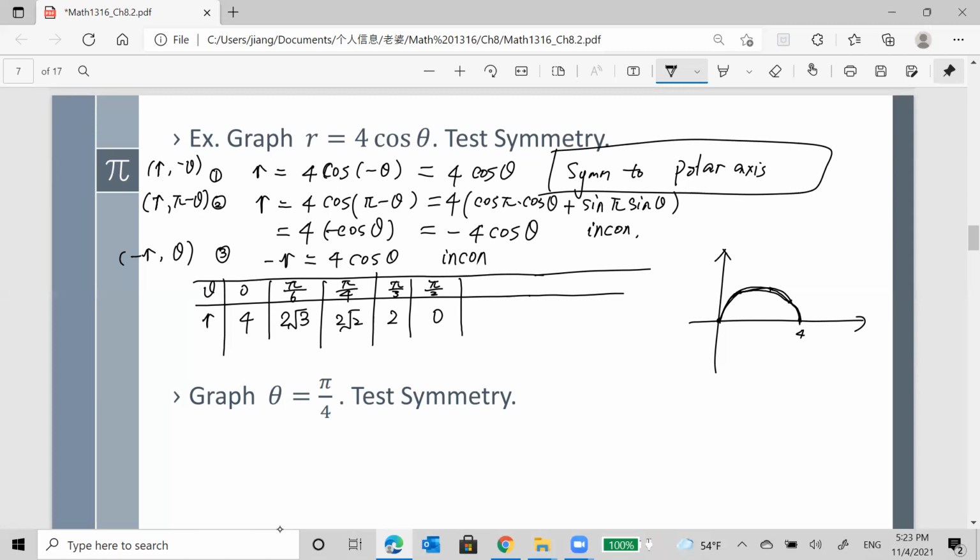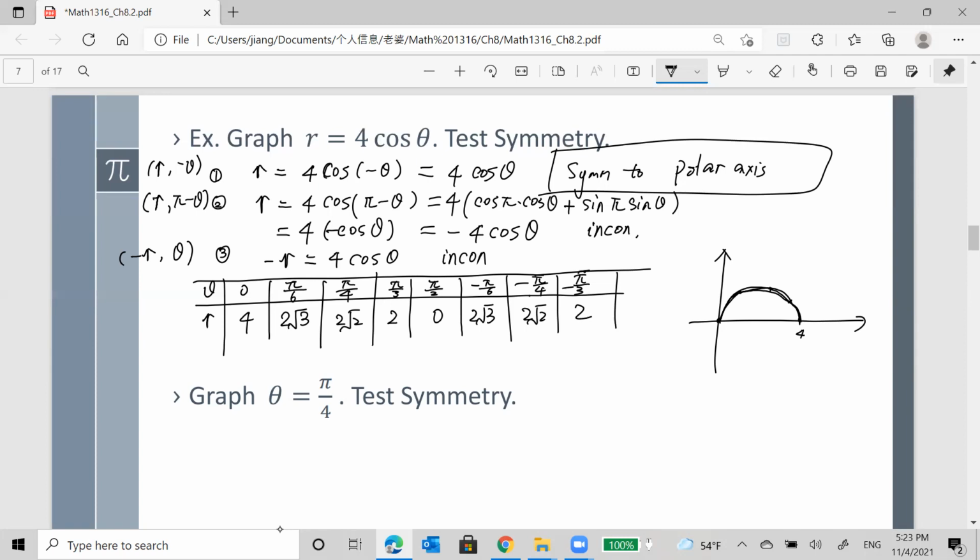I'd better use the negative theta, because if I plug in negative theta, I have the same R, correct? That means I can just make it short. Negative pi over 6, plug in the negative theta, the same R value, 2 square root 3. And negative pi over 4, I got the positive 2 square root 2. And negative pi over 3, I got 2. Be careful, these are distances. So that means it's symmetric.